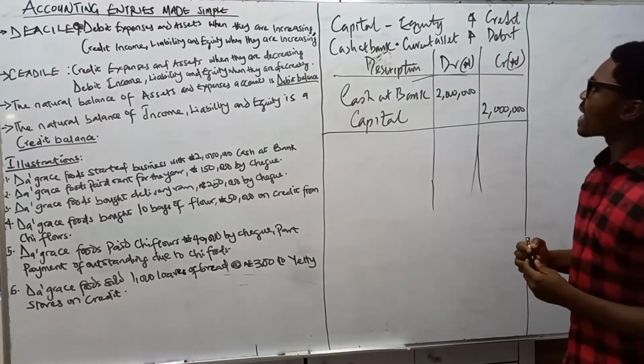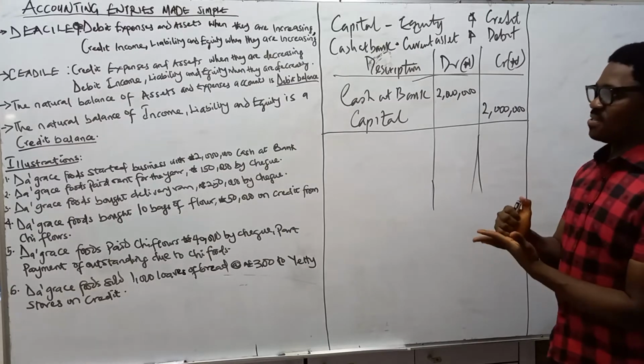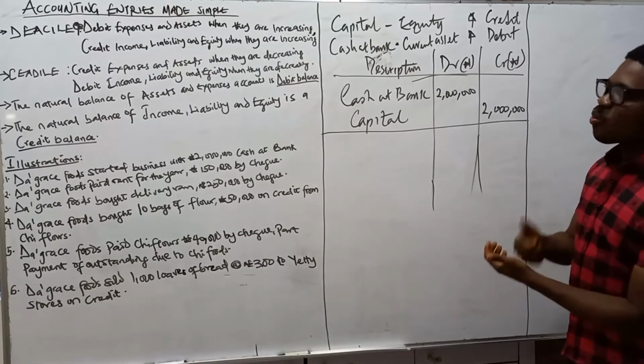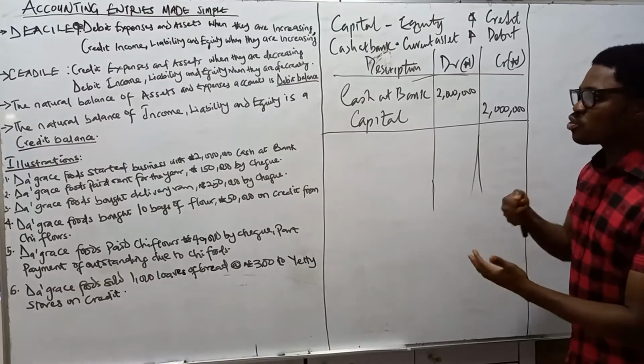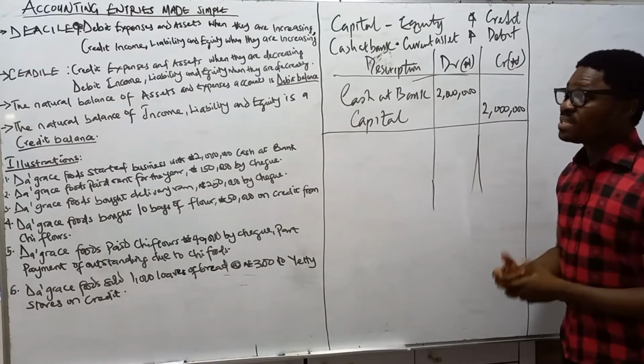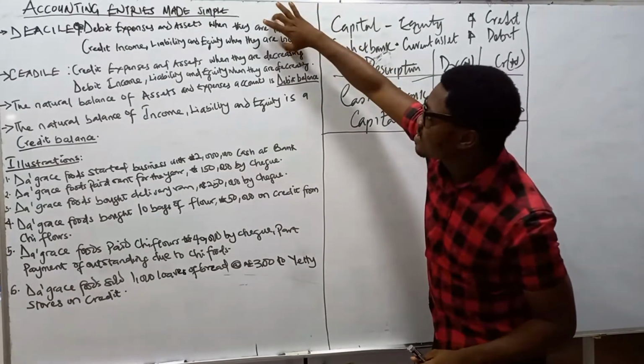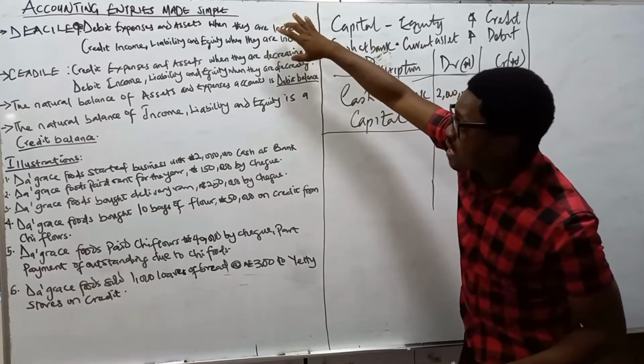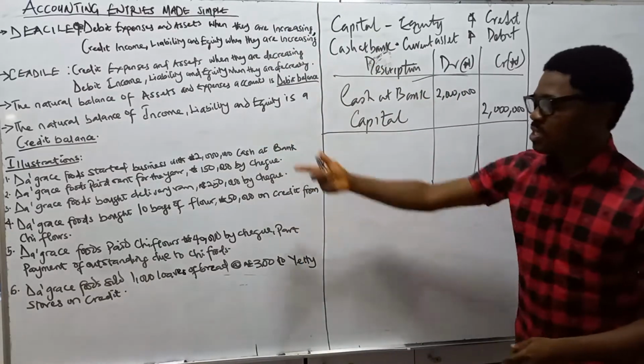So just a little recap. When capital is increasing, what happens? You credit capital. When asset is increasing, what happens? What do you do to asset? You debit assets. This DC and CD, these two codes are what we use to solve all these questions.